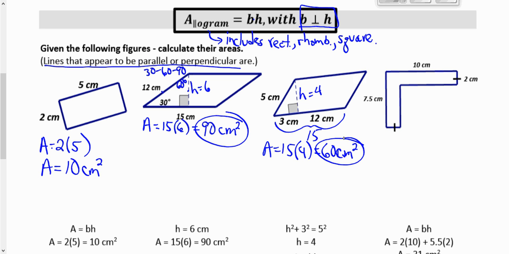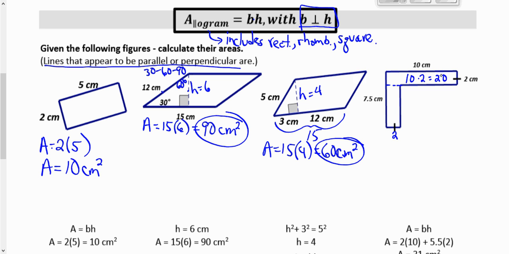All right, last one's a little odd. This is one we might have to break up into a couple of shapes. So this rectilinear figure, maybe I'll break it up into 2 rectangles like this and then add the areas together, right? So that's 10, that's 2, what's this? 2 down here because of the congruent marks. So this one is 10 times 2, which is what?